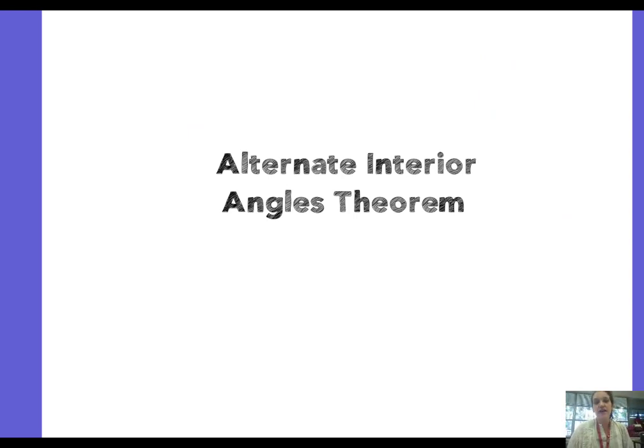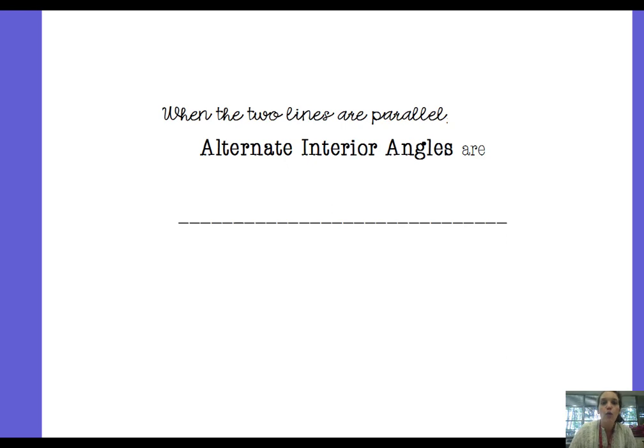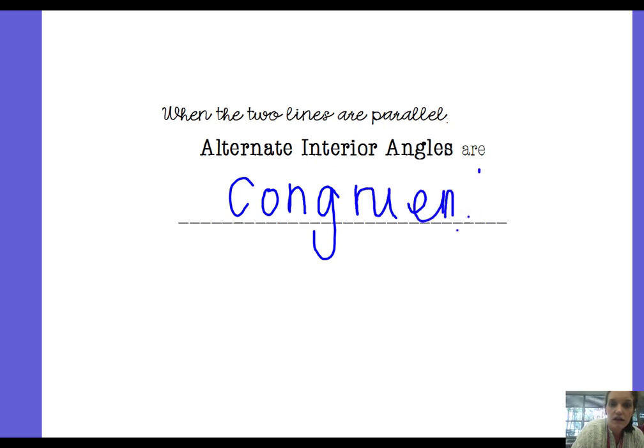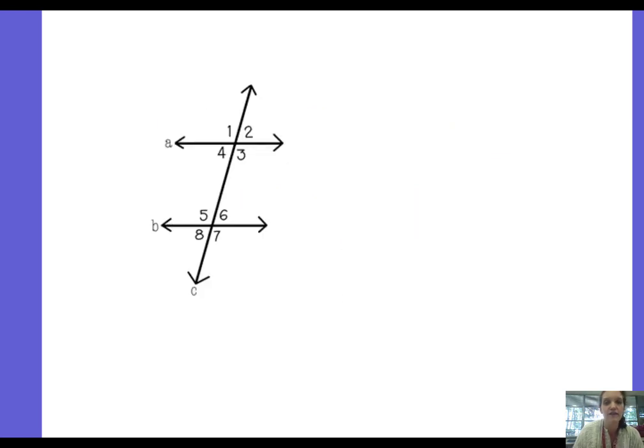The first theorem that we're going to learn about is called the alternate interior angles theorem. And what this means is when those two lines are parallel, when they're marked with arrows, or I'm telling you specifically when those two lines are parallel, our alternate interior angles are going to have a special relationship. When the lines are parallel, and only when the lines are parallel, alternate interior angles are congruent.